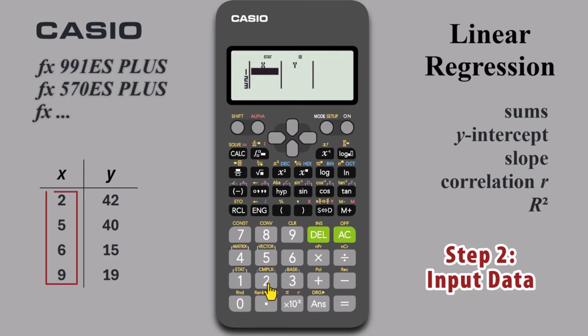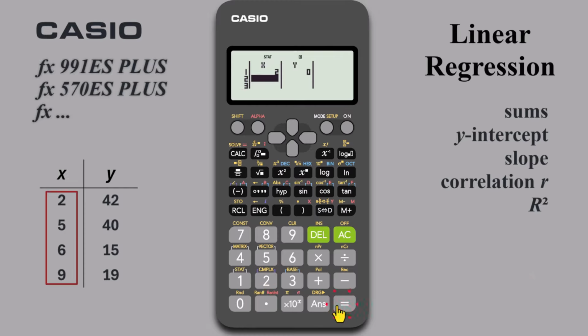Enter the x values. 2 equals 5 equals 6 equals 9 equals. Once you reach the bottom, press the down arrow to return to the top. Then move right to the y column. Enter the y values.